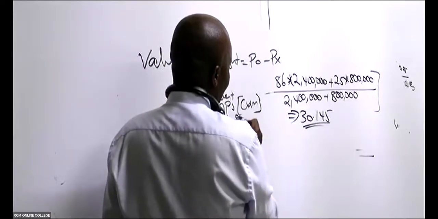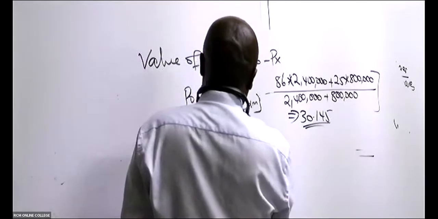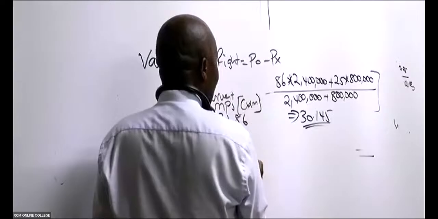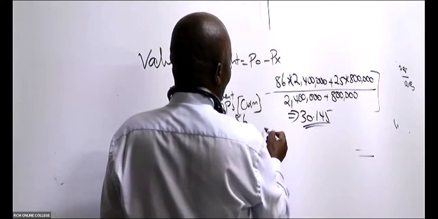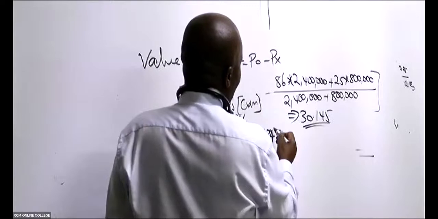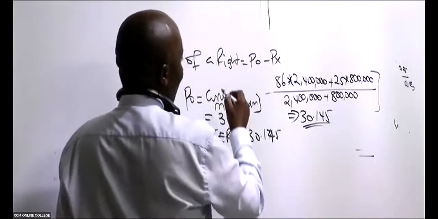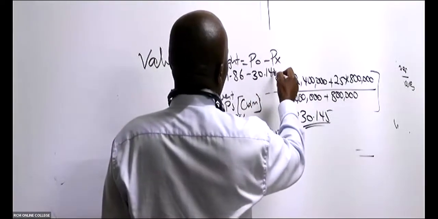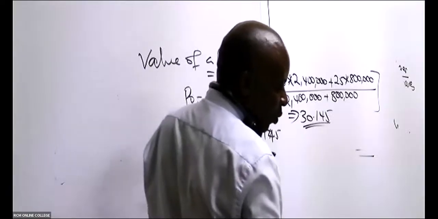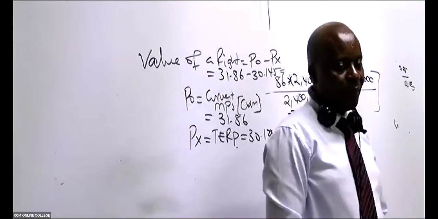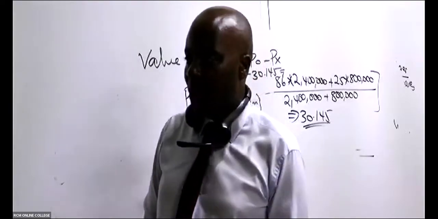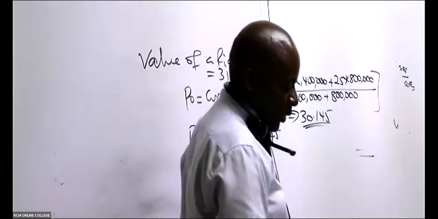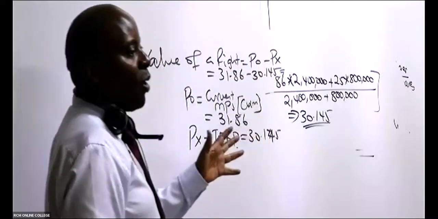It is 31 point what here, somebody? 86. And this PX is ex-rights. This is what we call the theoretical ex-rights price, TERP, that you guys comfortably gave me a figure of 30.145 or so. So you go ahead and subtract them. This is 31.86 minus 30.145, which will end up giving me what figure? PO minus PX.